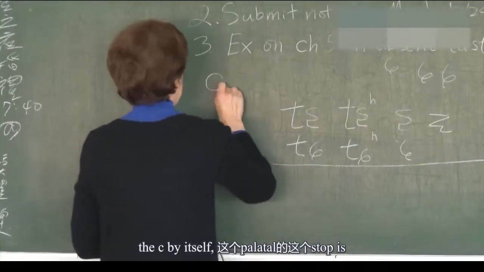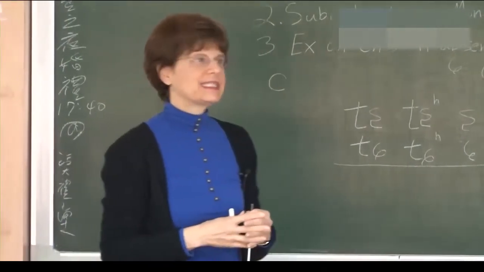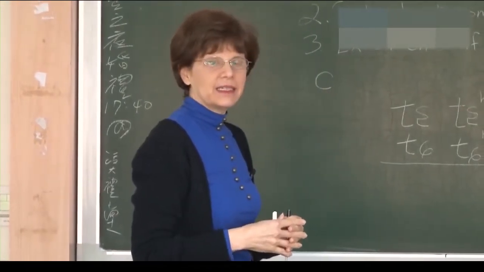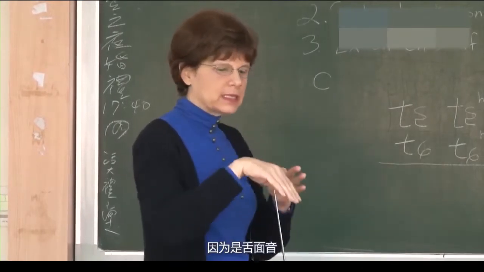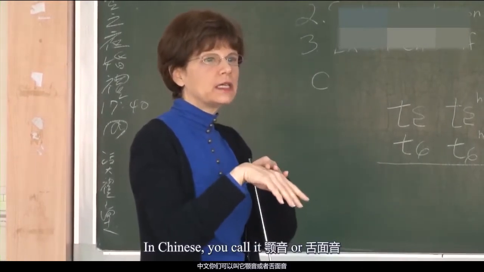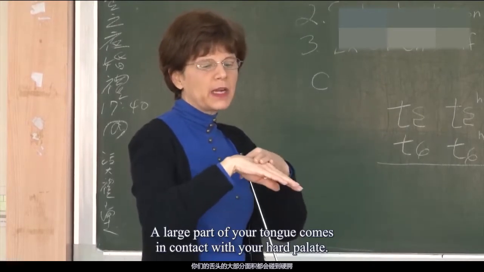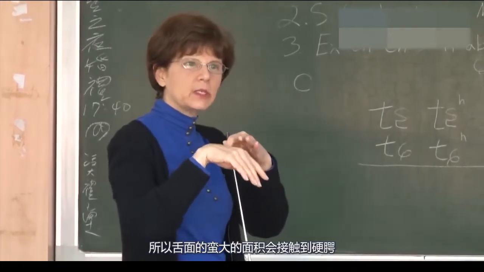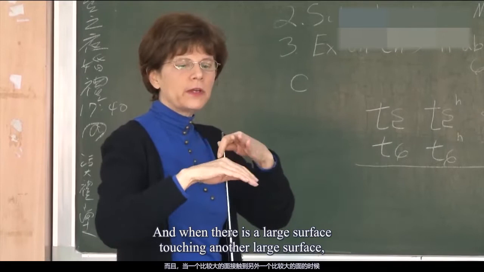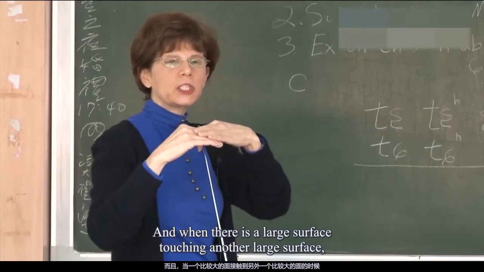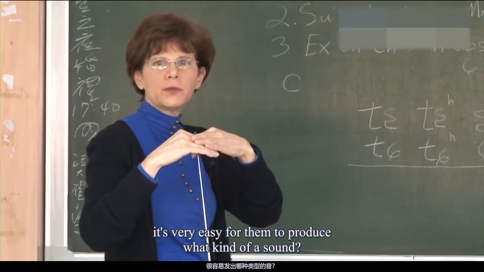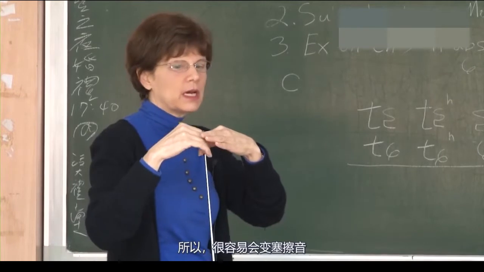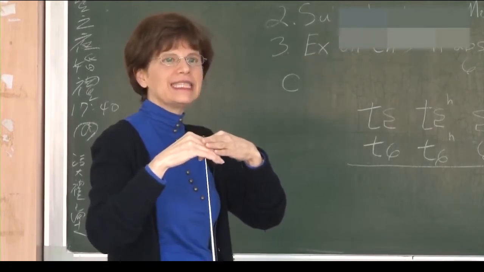The C by itself, this palatal stop, I'll put a vowel after it, 呀. 它很容易变成一个 affricate, 因为是舌面音. In Chinese, you call it 腭音 or 舌面音. A large part of your tongue comes in contact with your hard palate. 所以舌面的蛮大的面积会接触到硬腭. And when there is a large surface touching another large surface, it's very easy for them to produce what kind of a sound? 很可能会有点擦音在, 所以很容易会变成色擦音, 架, 架, 架, 这样子.